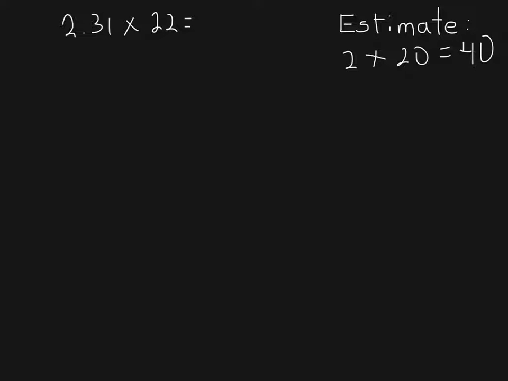Now we have talked about a couple different strategies this week. One is to relabel the number as 231 hundredths, or I could just forget about the decimal, do the multiplication, go back and put my decimal in later using my estimate to help me figure it out. And that's the strategy that I'm going to use tonight.